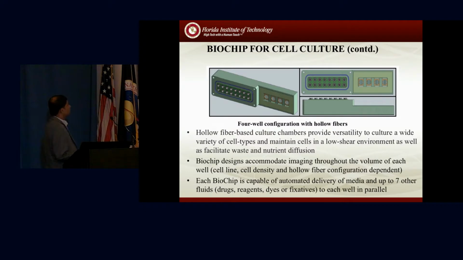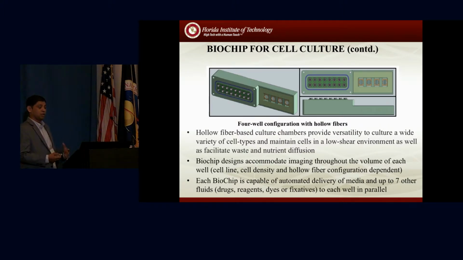So this is a 4-well configuration, and they've been using hollow fibers, which is very advantageous because you can reduce the shear stress on the cells while you're monitoring them. This can be adaptable to a wide range of cells, and this hollow fiber configuration is very helpful from that aspect. And we can test different types of drugs, and I'm going to show you more in my last slide towards the end.